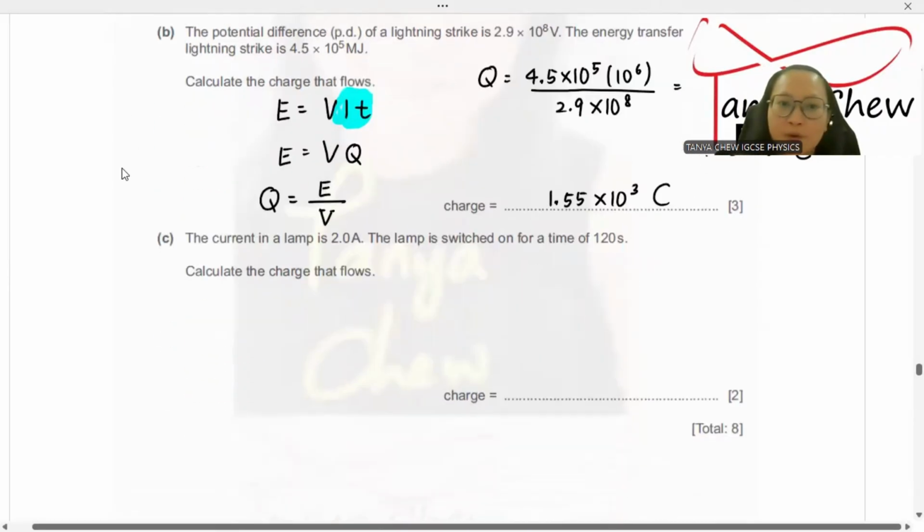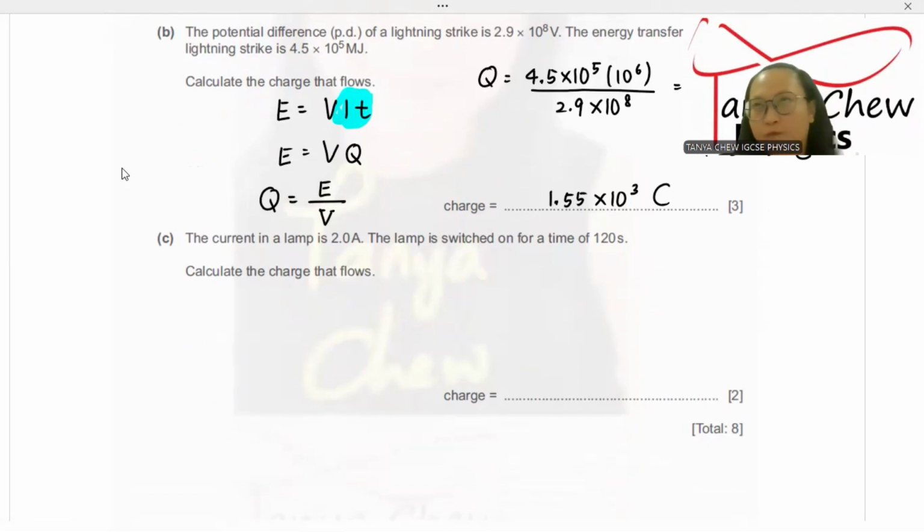Now see the current in a lamp. The current in a lamp is 2 ampere. This lamp is switched on for a time of 120 seconds. Calculate the charge that flows.